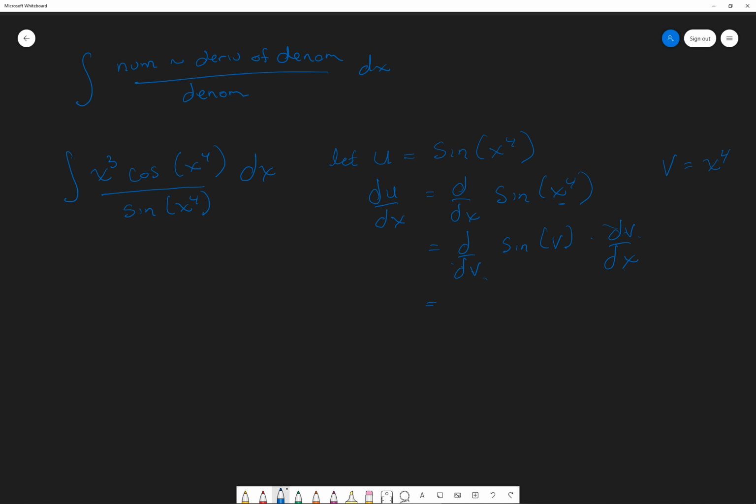Well, what's the derivative of sine? The derivative of sine is cos v, right? And v is really x to the 4. I could put v back. I could put x to the 4 here. Okay, sorry, this is x to the 4. I'll put that back. And then we have dx to the 4 by dx, right? Okay, and this is du by dx, right?